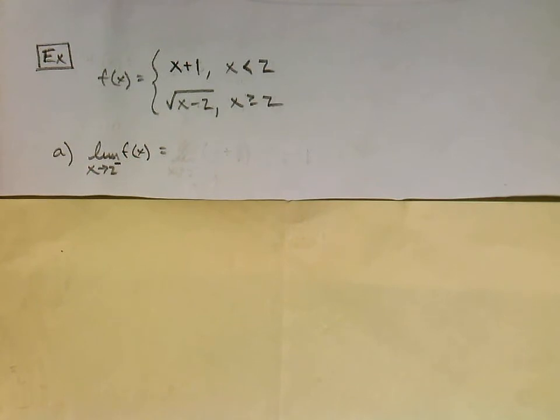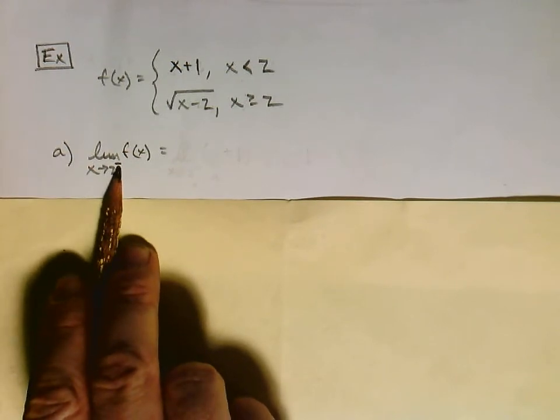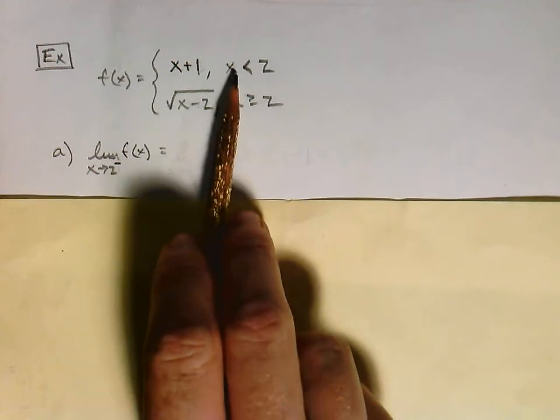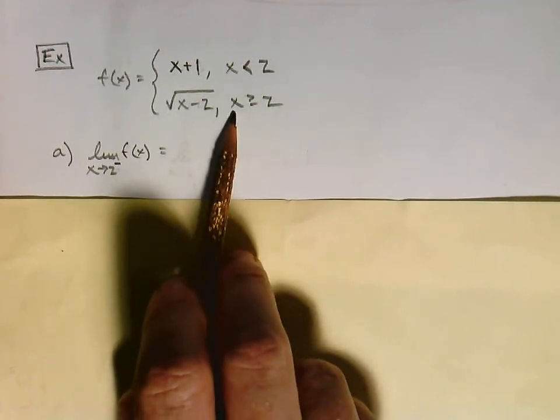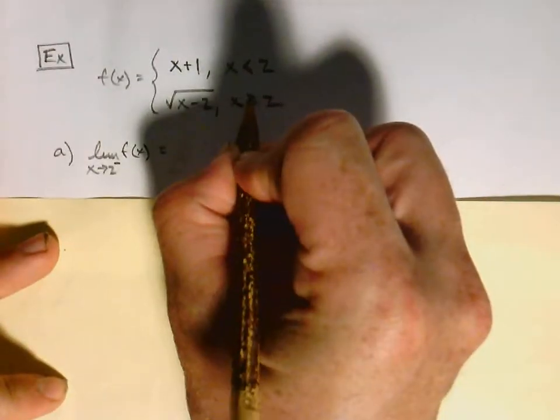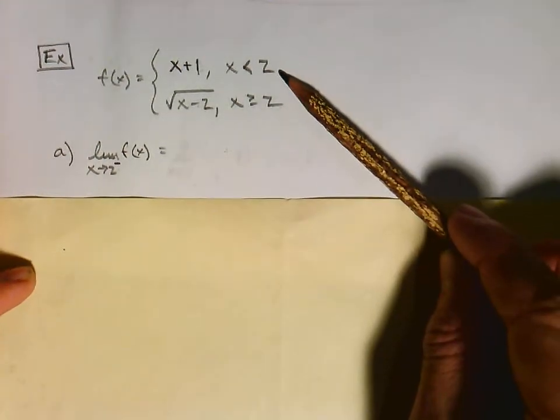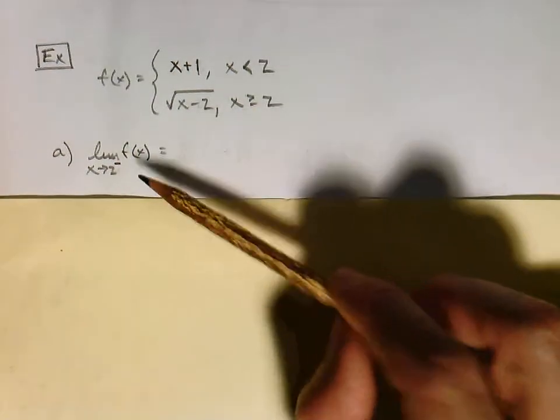Well, let's think. If we have a piecewise function and we approach 2 from the left side, which piece should we take? Should we take the piece where x is less than 2 or the piece where x is greater than or equal to 2? Which would represent the left side? And if you say, well, that's when x is less than 2, yes, the numbers less than 2 are going to be on the left side.